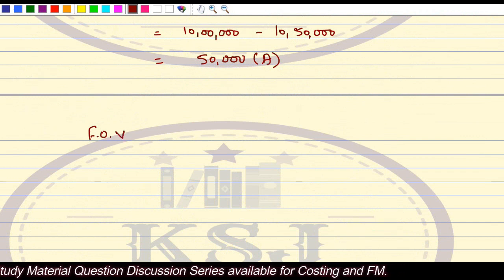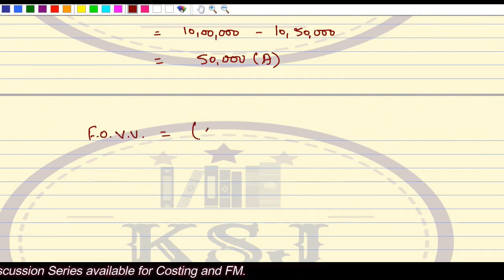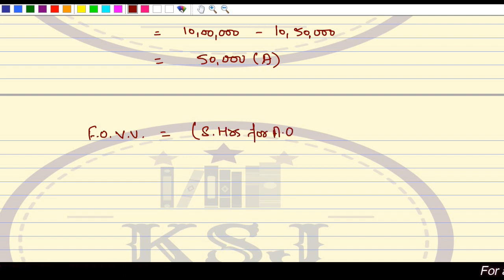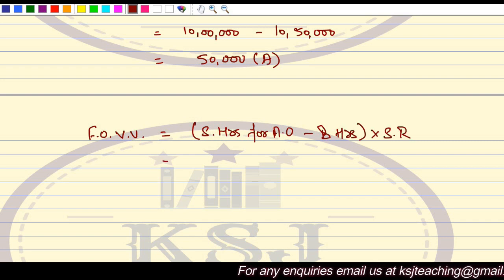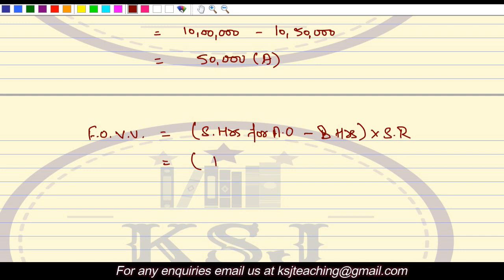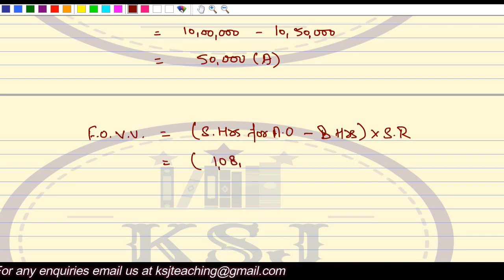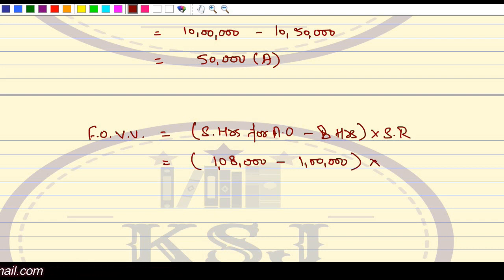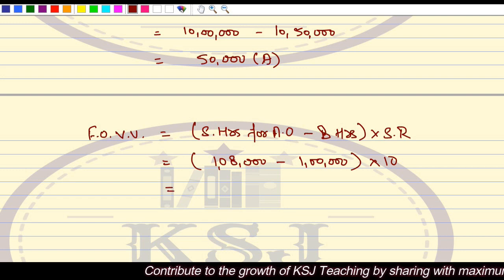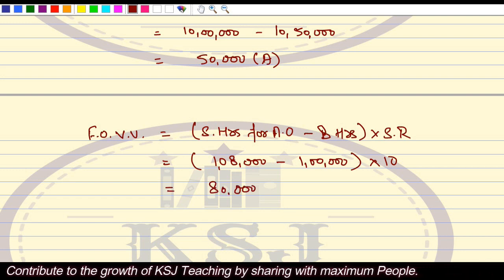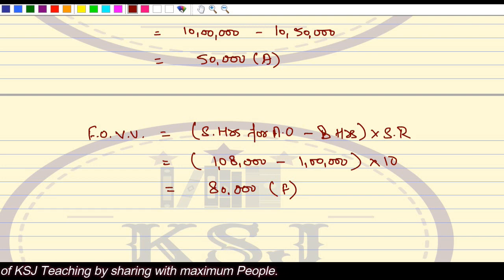Fixed overhead volume variance, that is standard hours for actual output minus budgeted hours multiplied by standard rate. So what is my standard hours for actual output? That is 1,08,000. What is my budgeted hours? 1 lakh multiplied by 10. Now I have absorbed 1,08,000 hours, whereas the budgeted was 1 lakh. So that is a benefit for me, right? This 80,000 is favorable. I am absorbing more than what I planned for, so at least I am not at a loss.